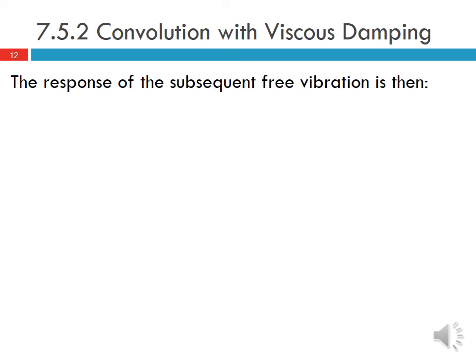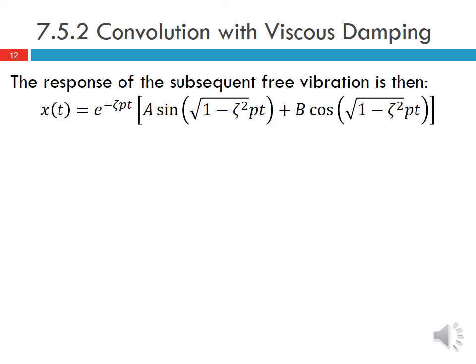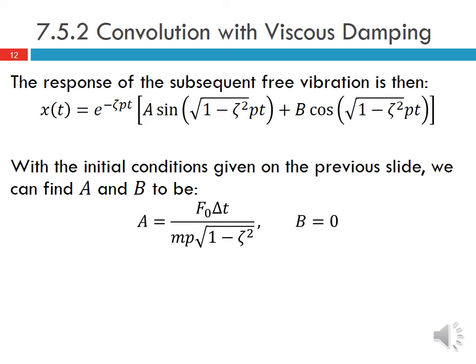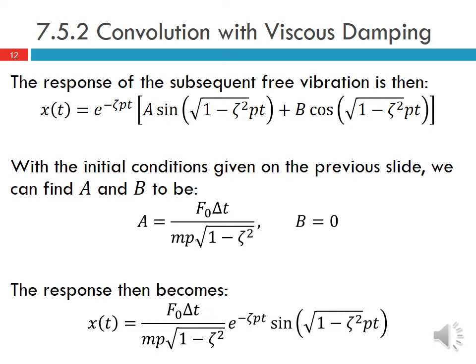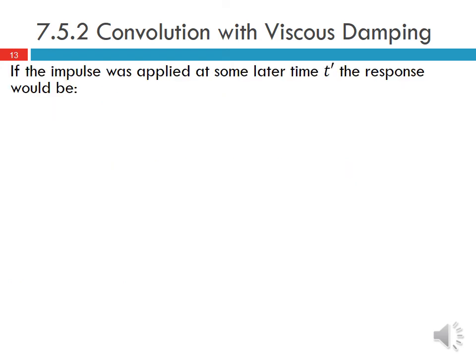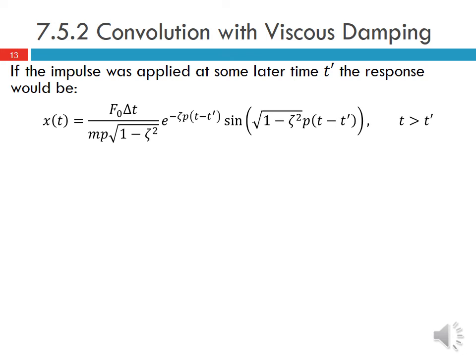The response of the subsequent free vibration is then this familiar expression. With the initial conditions given on the previous slide, we can find A and B. So the response then becomes F naught delta t over mp times the square root of 1 minus eta squared, times e to the minus eta pt, times sine of the square root of 1 minus eta squared times pt. If the impulse was applied at some later time, t prime, the response would be given as shown here. We've just replaced our t with t minus t prime, and this applies for all t greater than t prime.